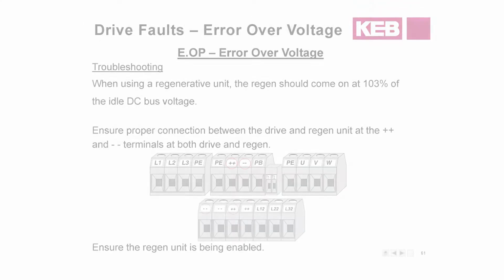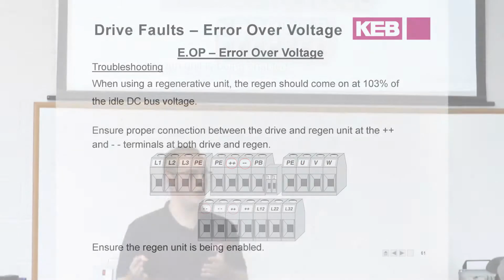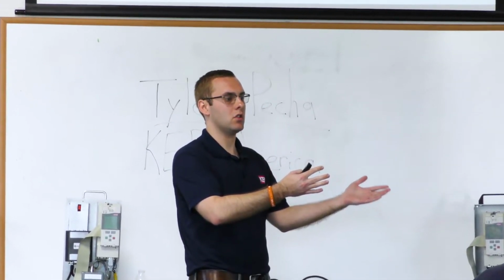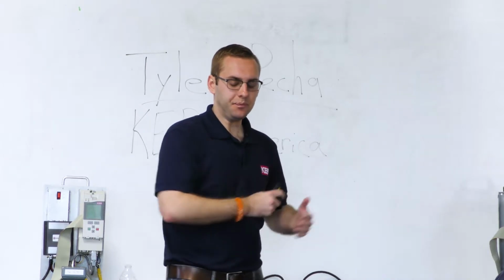So if you're using a regen unit instead, troubleshooting is going to be a little bit different, and the E.OP is more of a symptom of a different problem than just the strict overvoltage. If you're using a regen, it basically means that for some reason your regen is not taking that extra DC bus voltage and putting it back onto the line.